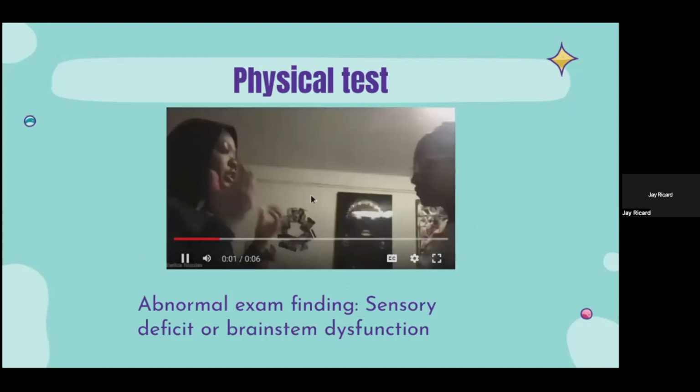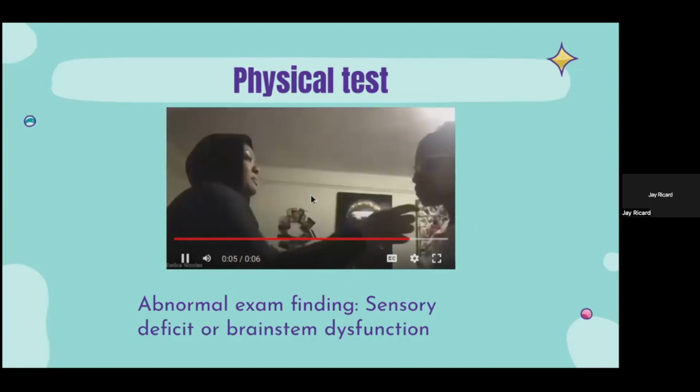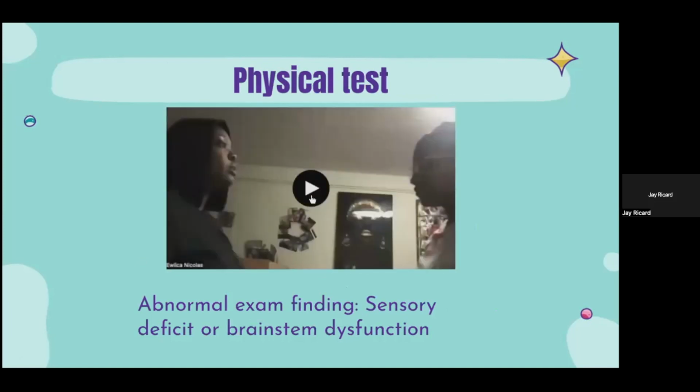Can you please puff out your cheeks? Okay. And the abnormal exam finding for this is sensory deficit or brainstem dysfunction.